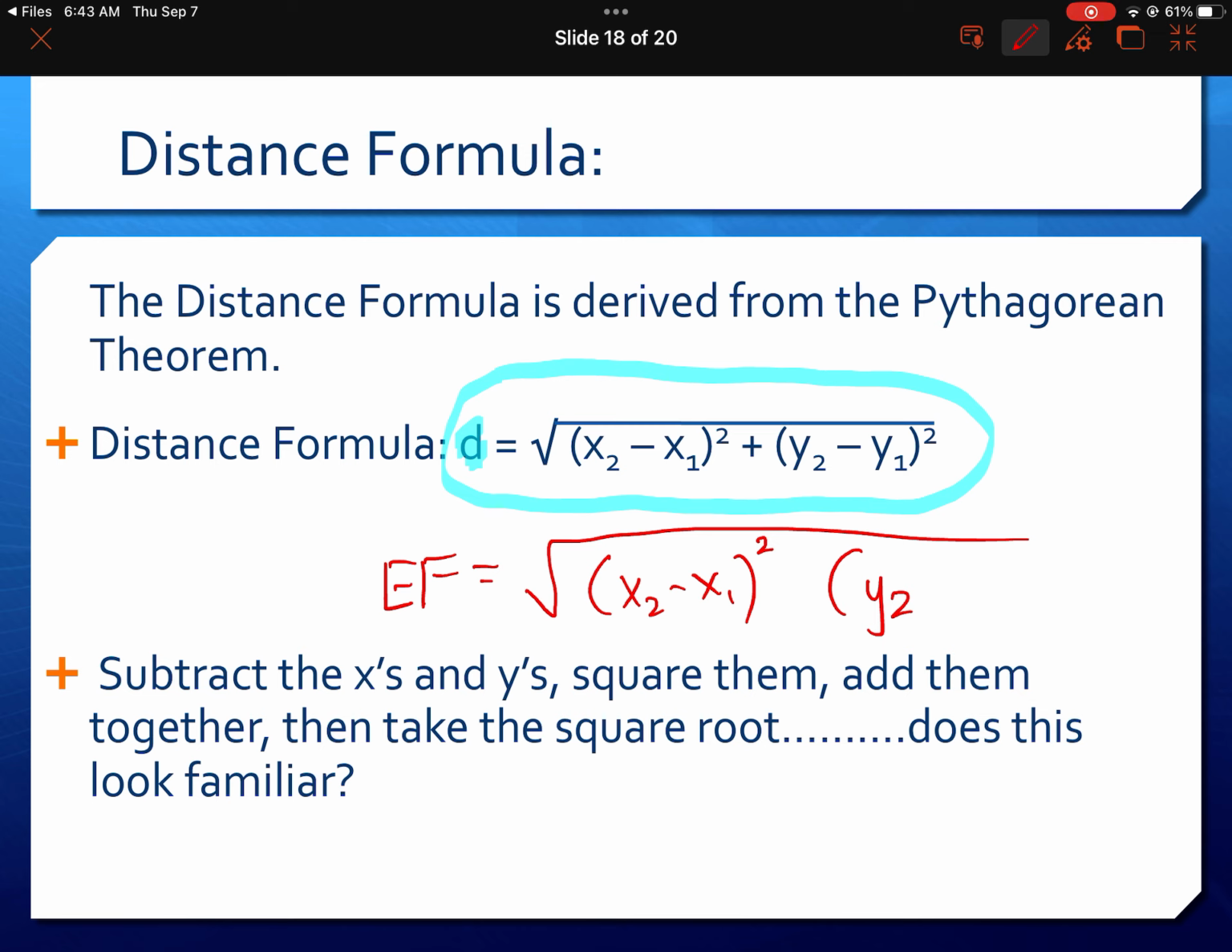You're going to subtract your y values in that same order. Whatever you get, you square it. You're going to add those two together. Take the square root of that whole thing. Okay? That's your distance formula. We'll try some examples in the next video.